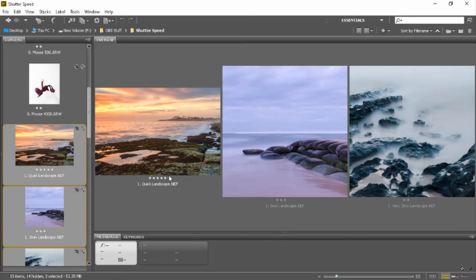If you were just photographing rocks and you didn't have something like the waves or the clouds in the photo that could potentially move, then it really wouldn't matter what shutter speed you shot at. It could be 2 hours and it would still be sharp as long as you didn't move the camera.